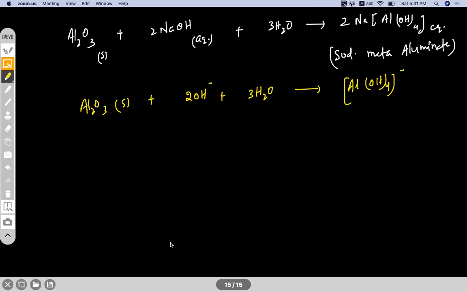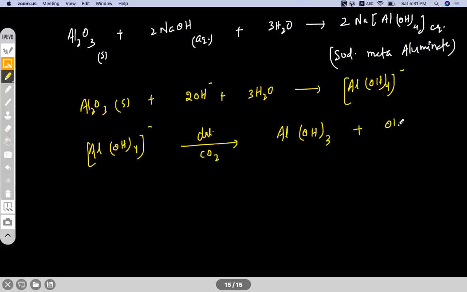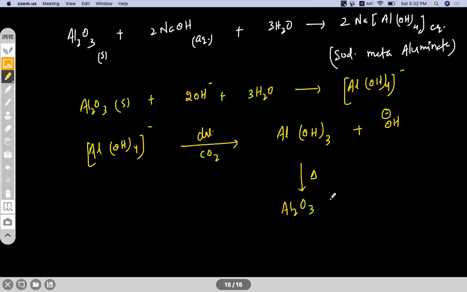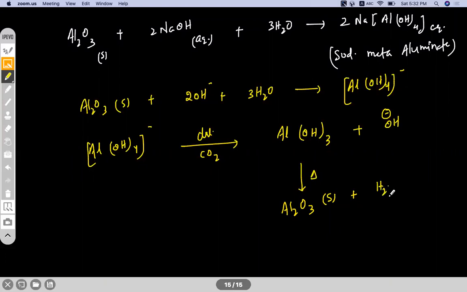Okay. This aluminium hydroxide, if I write down the reaction here, [Al(OH)4] negative charge is treated with CO2. It converts into Al(OH)3. So CO2 is circulated here, right? It does not take part in the reaction. OH minus ion forms. Okay. And then this Al(OH)3, we heat at high temperature, more than 1000, around 1500 Kelvin. Then it converts into solid alumina, Al2O3 solid, and H2O goes out in this reaction.